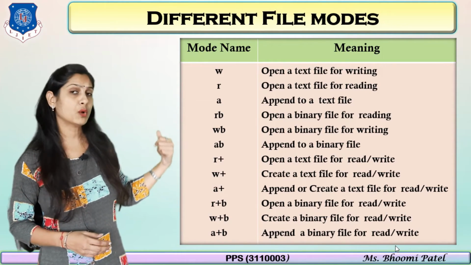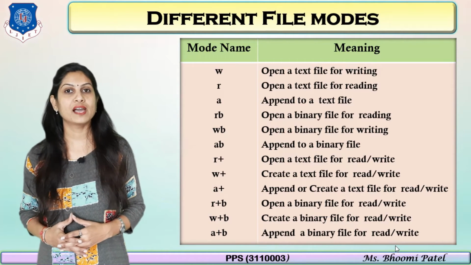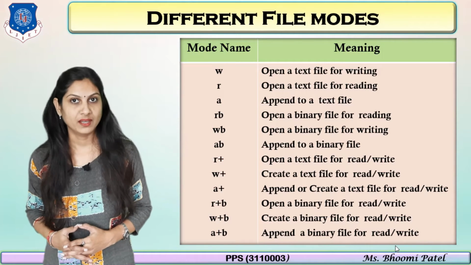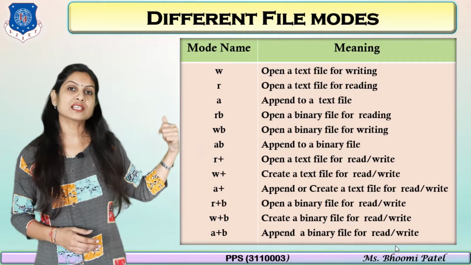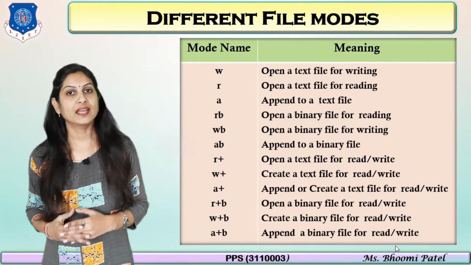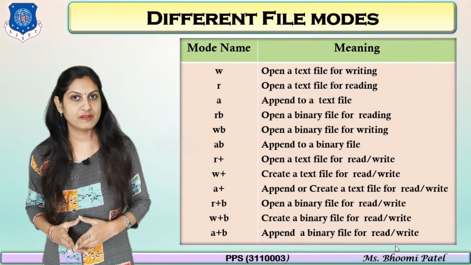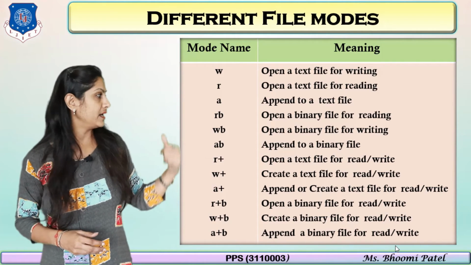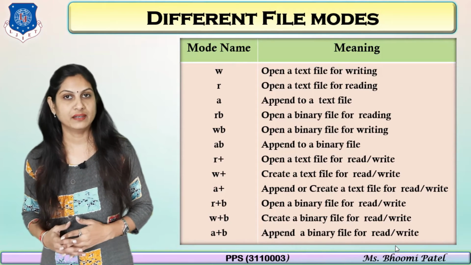Clear? Now the next ones are for binary files. How can you identify them? The last character of each is b. So b stands for binary file. It is the same as a text file, only you have to put b after w, r and a. So wb means you can write data on a binary file, rb means you can read the data from that binary file, and ab is the same, you can append the data in a binary file.